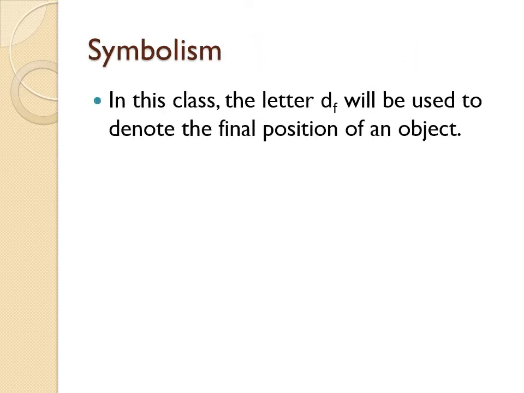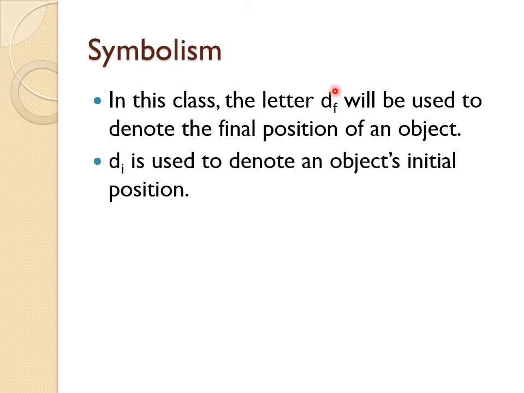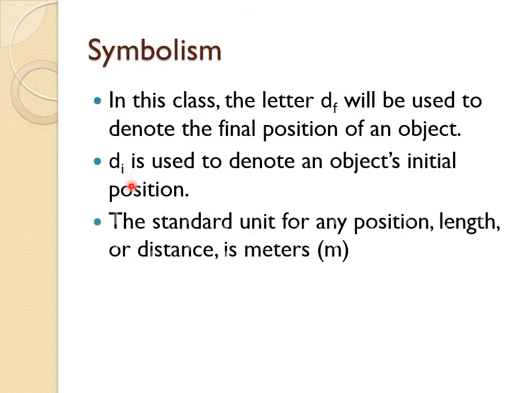Some symbols for this stuff. We're going to talk about initial positions and final positions, and initial velocities and final velocities. And we're going to use little subletters, like the little letter F here, next to the D for distance. So that would mean final position or final distance. DI would be initial position or initial distance. And the units for any length or distance or position, the standard unit we're going to use is meters, or M.